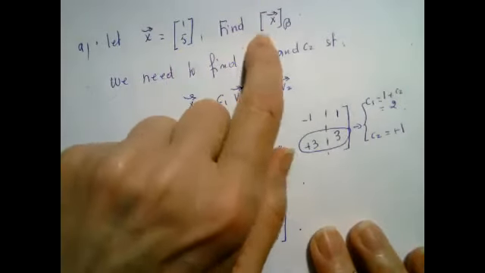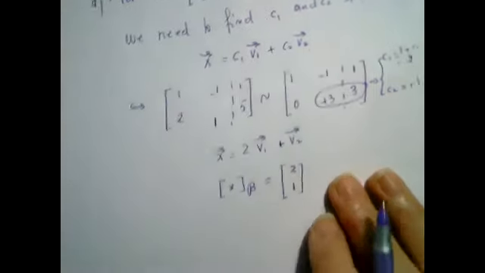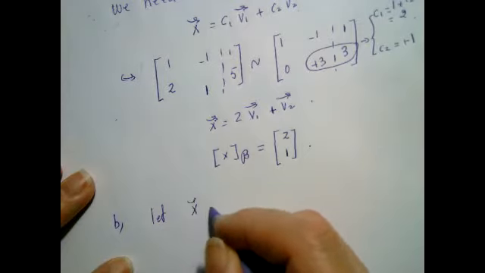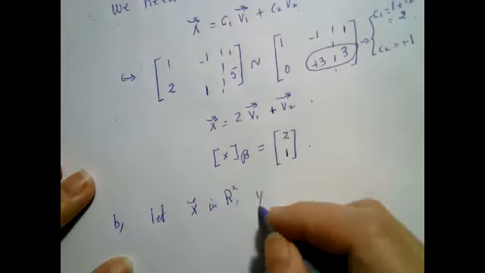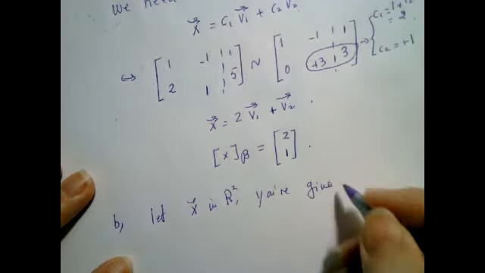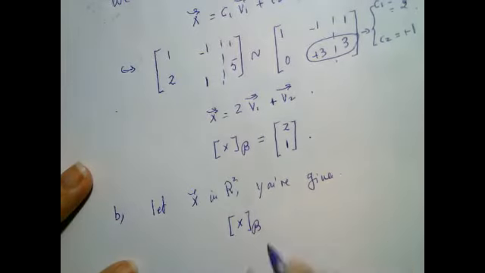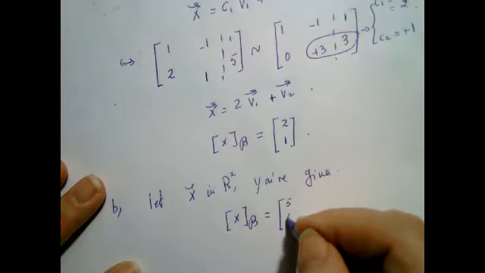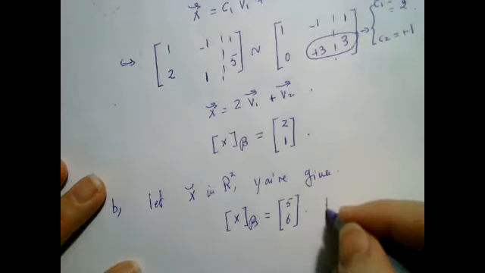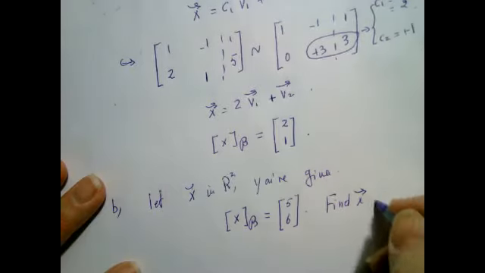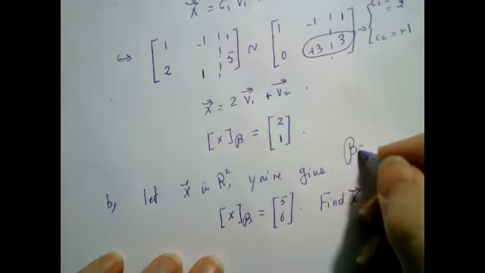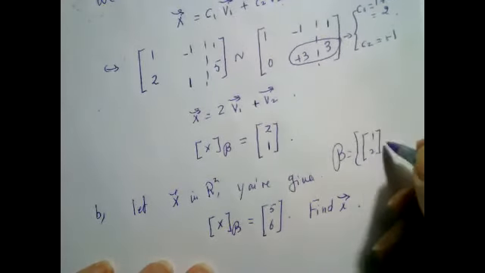Okay, so question number 2. In question A, let x be 1, 5, and find the coordinate of x with respect to B, meaning find the weights. Question number 2, to understand this a little bit more: suppose x is a vector in R2. You're given that x_B equals, for example, 5, 6, trying to understand the notation. And the question is, find x. So what does this question mean? B is the basis I took originally. So B is the same basis, 1, 2 and minus 1, 1.